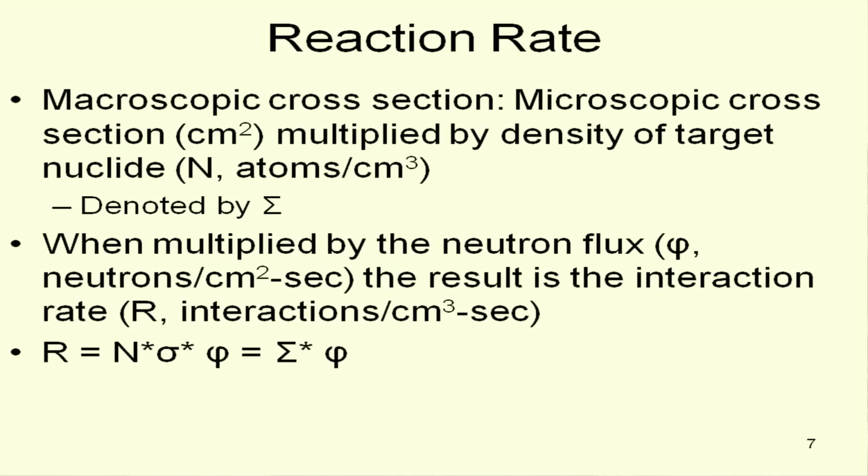Then a reaction rate. A macroscopic cross section is a microscopic cross section for a particular nucleus multiplied by the number density of that nucleus, denoted by a capital sigma. And when you multiply that by a neutron flux, which is what we're talking about here, neutrons, you get an interaction rate. And interactions might be fissions or captures or something like this. And I'll talk about that a little bit more here in just a second.